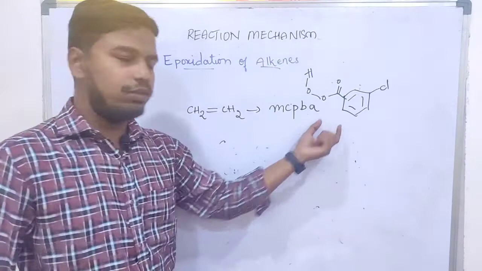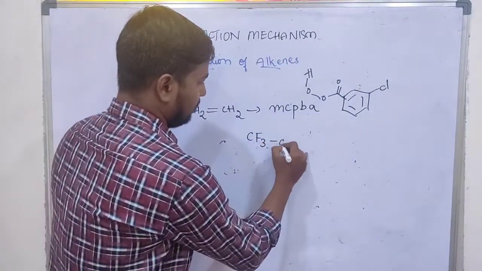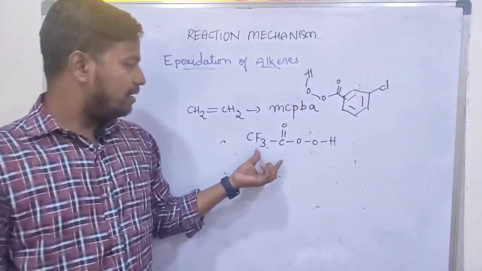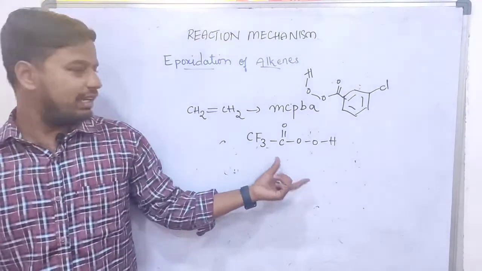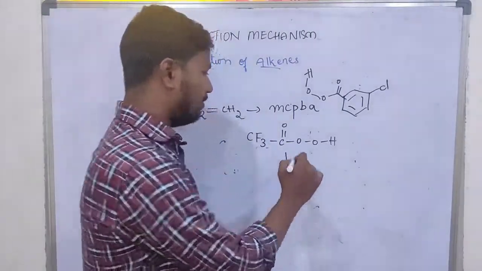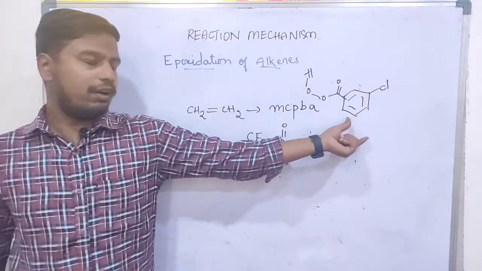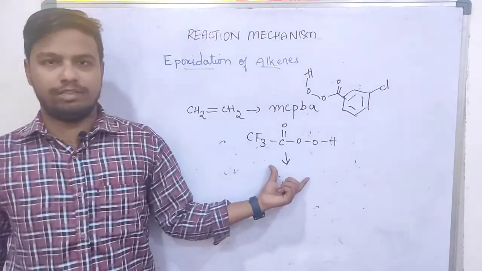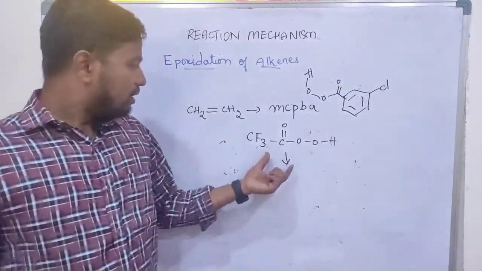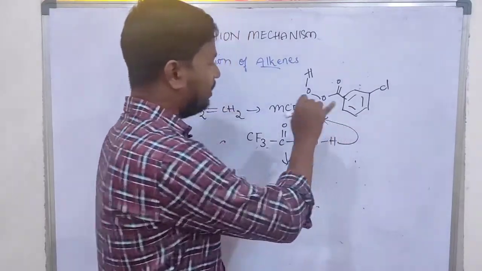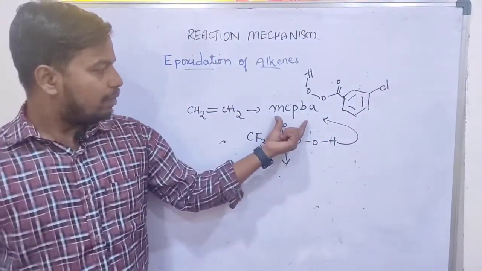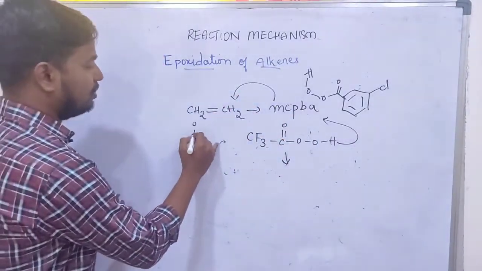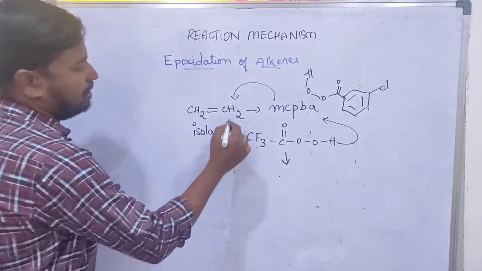Previously the peracid which was used was trifluoroperacid, made by replacing hydrogen with fluorine. It is not easy to handle. It is more acidic compared to metachloroperbenzoic acid, and the cost is very high. So scientists replaced this peracid with metachloroperbenzoic acid. Metachloroperbenzoic acid is especially used for isolated alkenes. This is an isolated alkene. It is not conjugated.